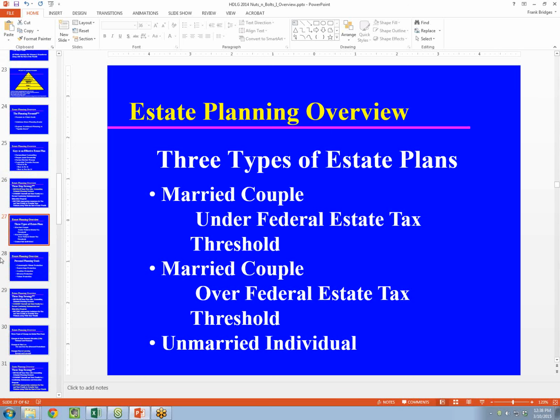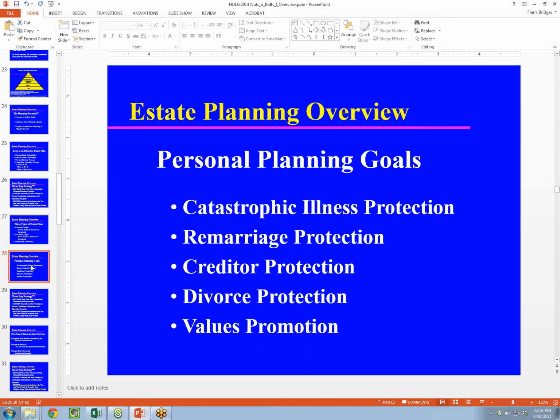Our answer is that most people go to a lawyer because they thought it was a responsible thing to do. People are going to see the lawyer for estate planning because they want to deal with certain personal planning goals, not just the estate taxes. These are the 5 primary personal planning goals that we find people want to address.